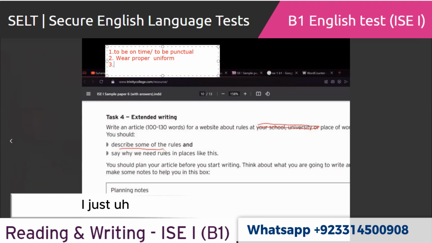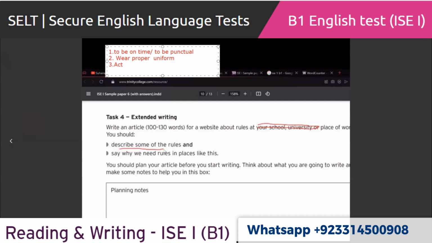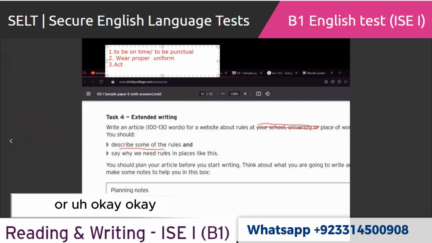I just added one, that is to be on time or to be punctual. Then Zain told me wear proper uniform. You can tell me one more. What is another common rule at all three places? One more thing is we have to learn how to act in an emergency. Okay. Act in an emergency.